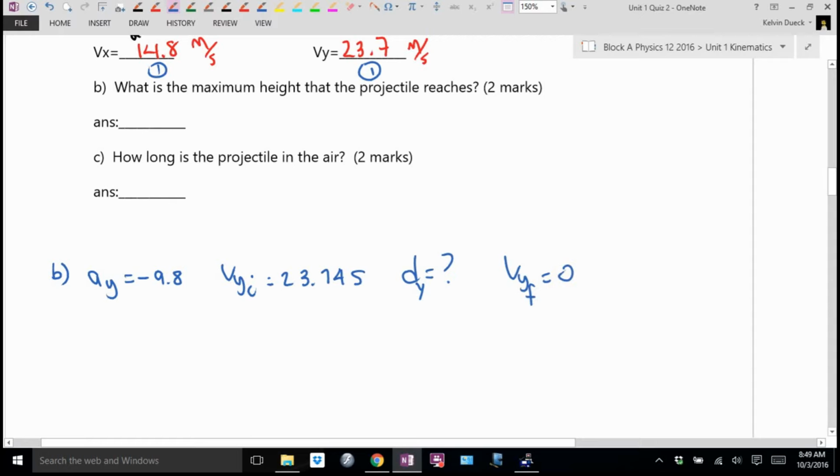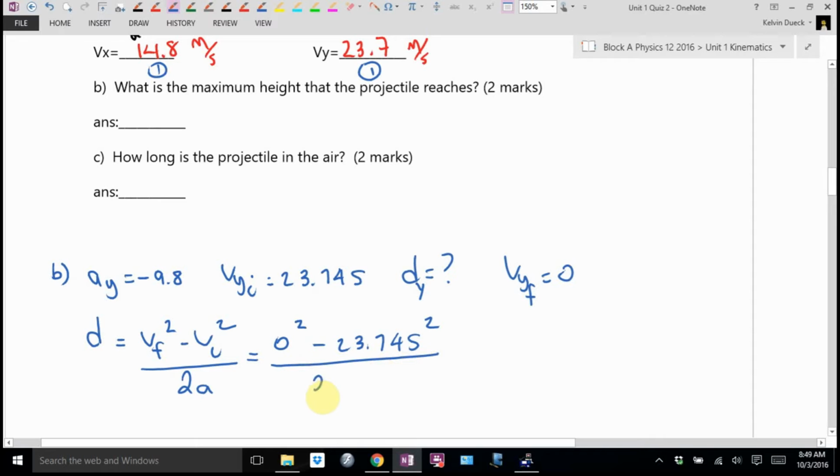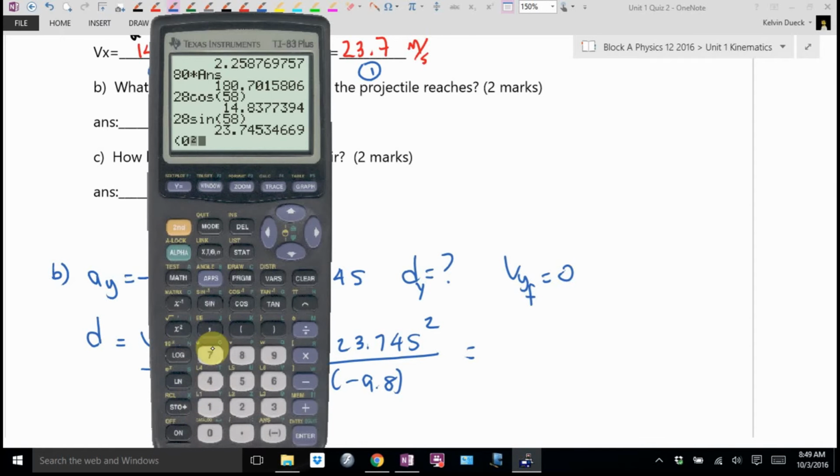From this, you could find time, but I think I can go straight to distance. I think I can go d equals Vf squared minus Vi squared all over 2a. I can use the Vf squared equals Vi squared plus 2ad equation. That's doable. If you found time and find distance, I'll give you full marks, but I'm lazier. It's going to be 0 squared minus 23.745 squared all over 2 times negative 9.8. 0 squared minus answer squared, divided by 2 times negative 9.8.